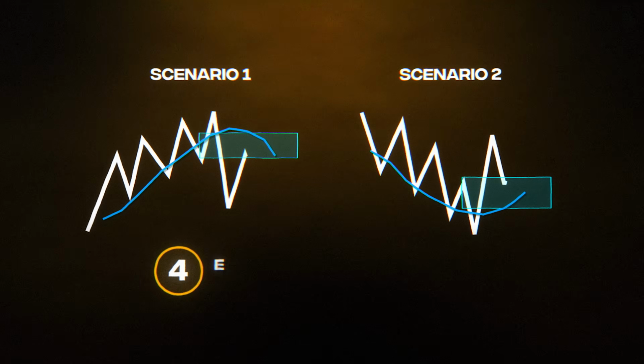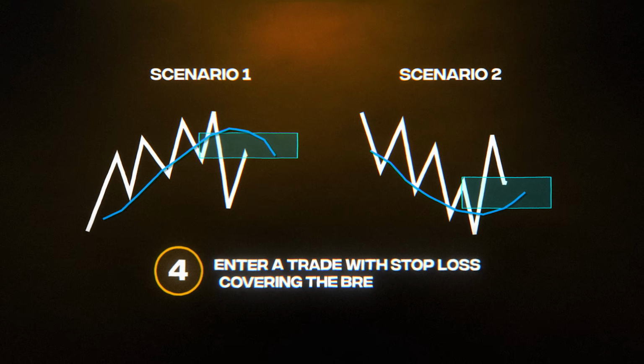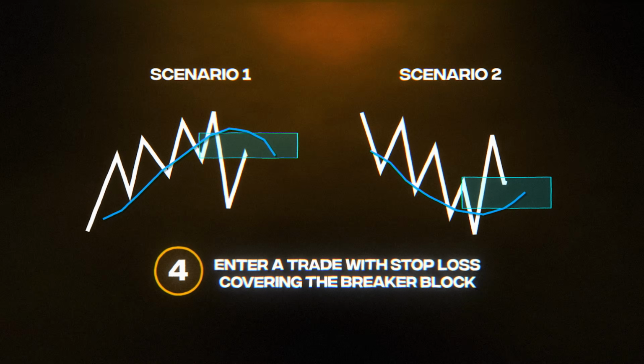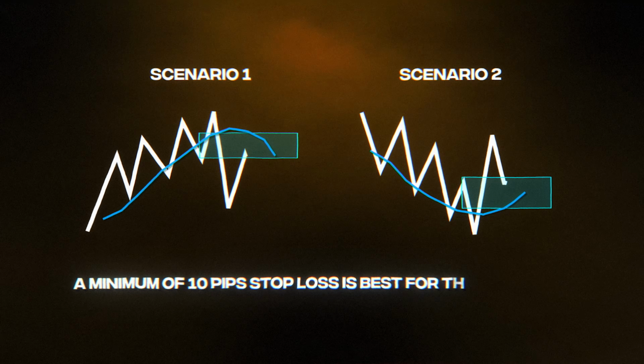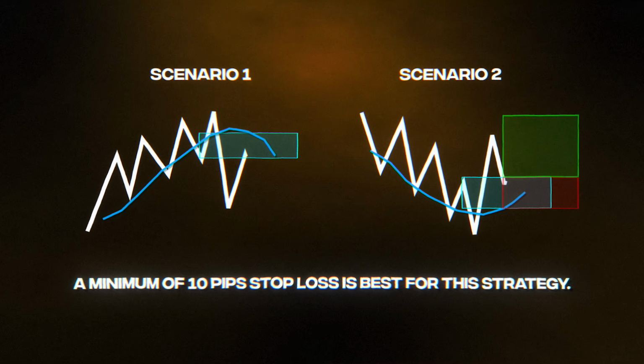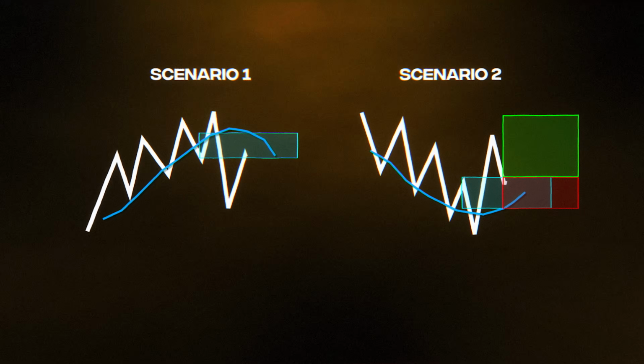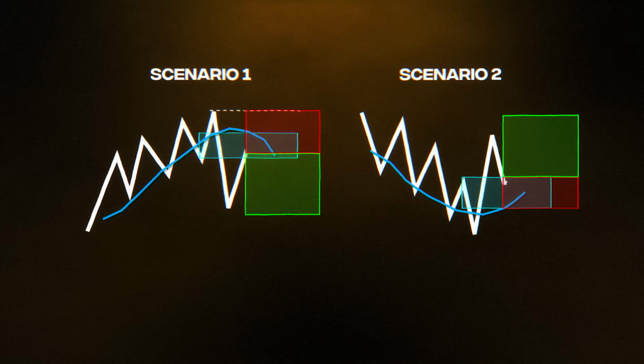On to step number 4. Enter a trade with stop loss covering the breaker block. Now, it is important to note that for this strategy, since we are trading on the 15-minute time frame, a minimum of 10 pips stop loss is the best for this strategy. So, if the stop loss covering the breaker block is less than 10 pips, I will place the stop loss at the most recent swing point.